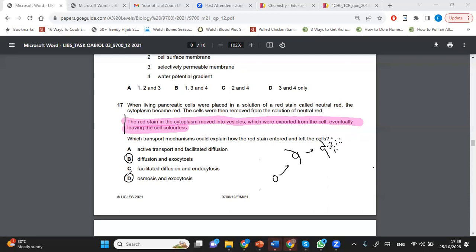Is it entering the cell through diffusion or is it entering the cell through osmosis? What do you guys think? Is it entering through diffusion or is it entering through osmosis? Osmosis. What is osmosis? How do you define osmosis?